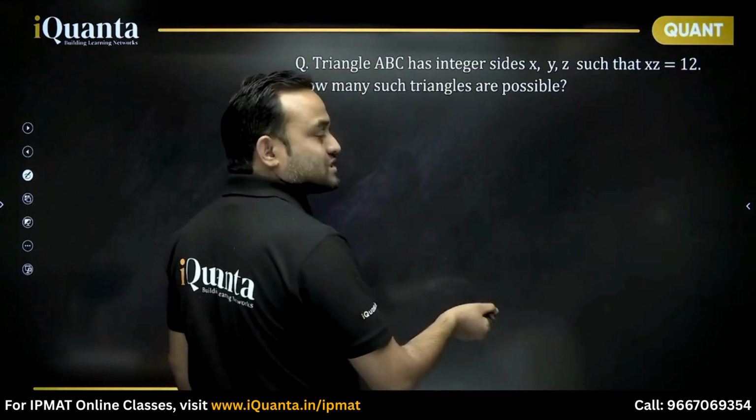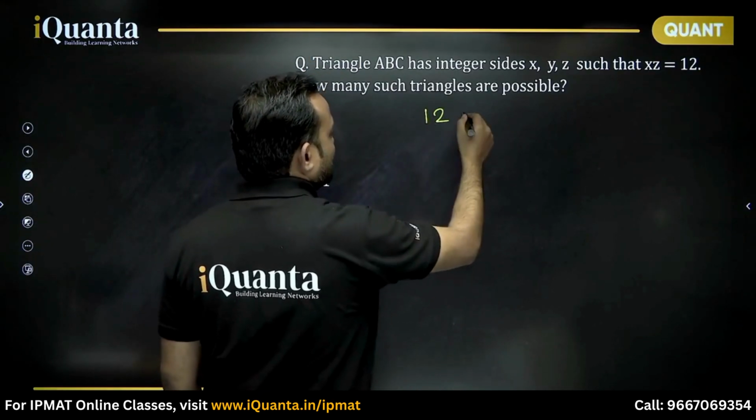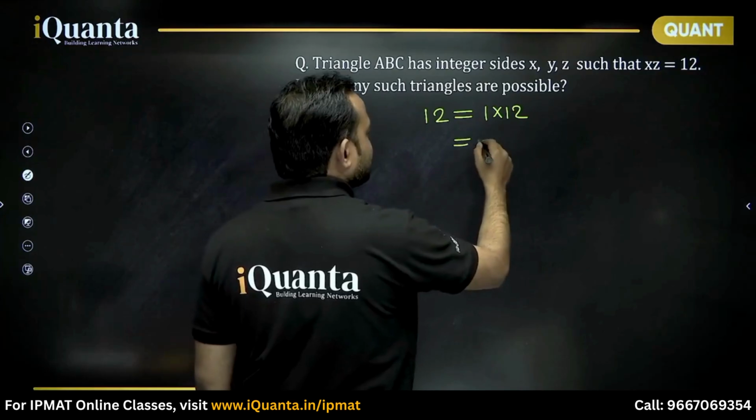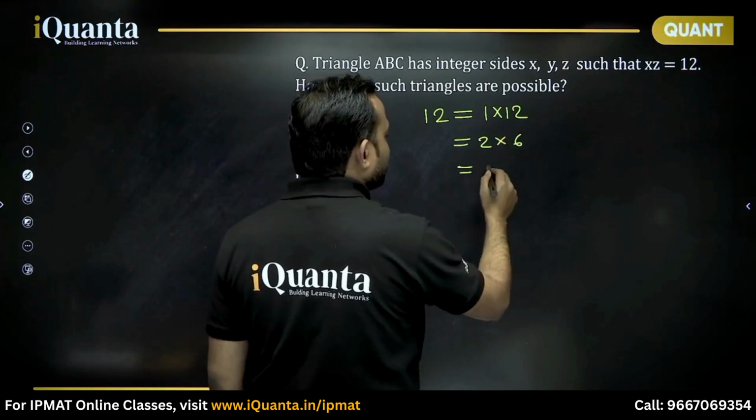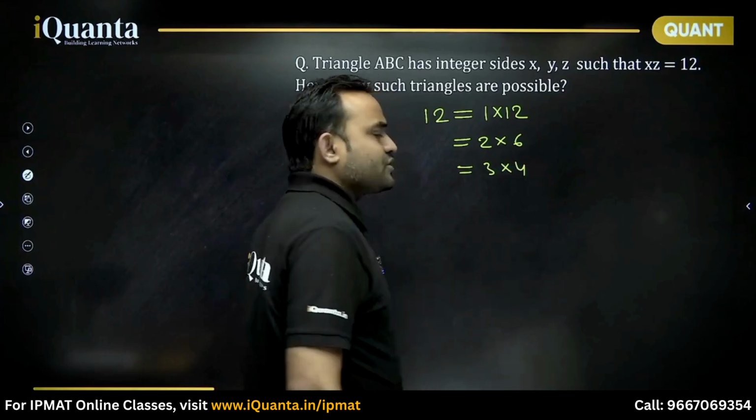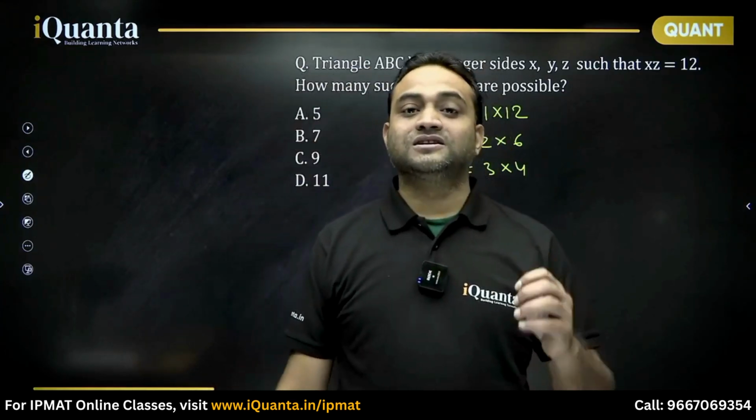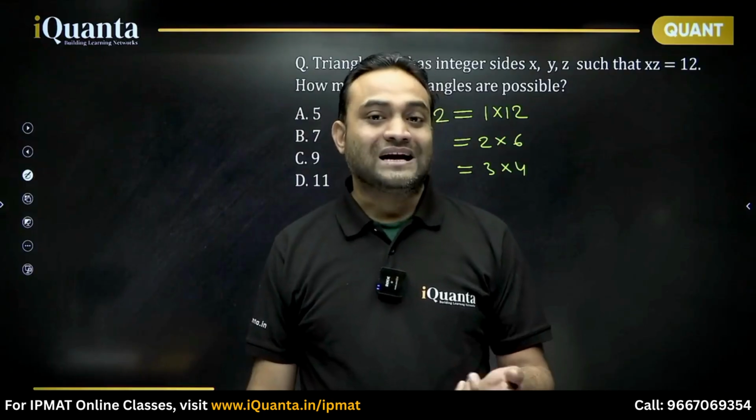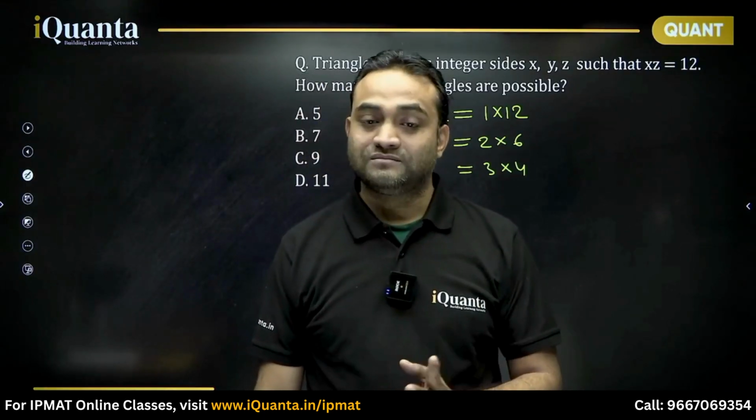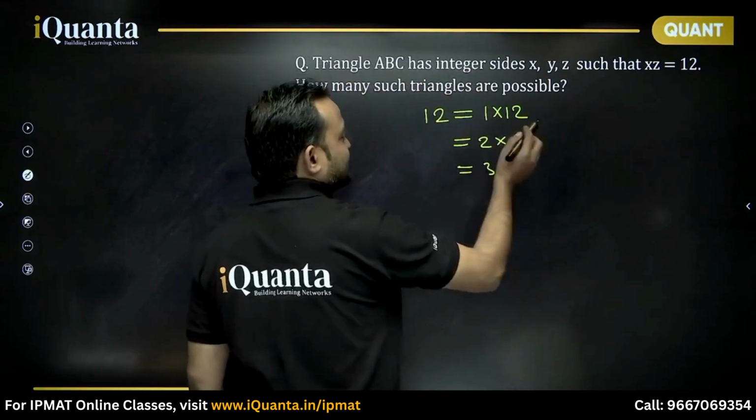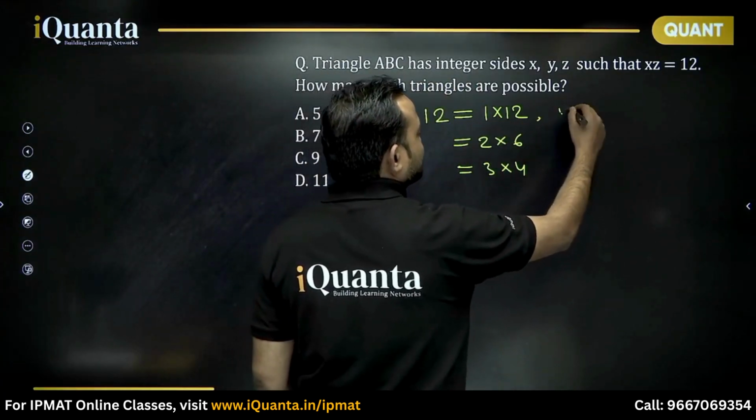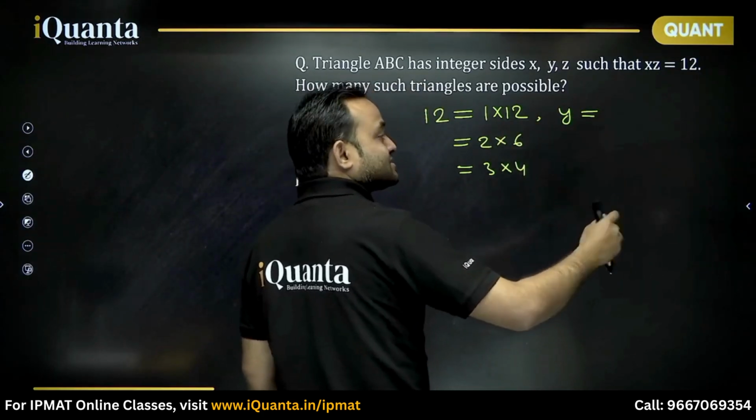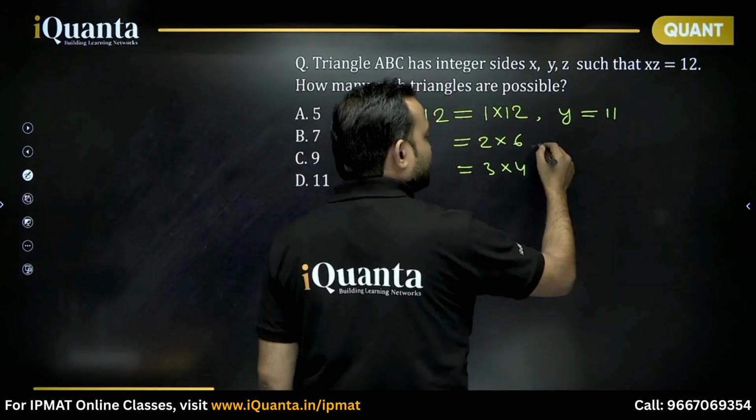So the product of two sides is 12. So 12 can be written as 1 into 12, or we can write it as 2 into 6, or we can write it as 3 into 4. Now if we talk about the third side, we know that the third side of a triangle must be greater than the absolute difference between the two sides and less than the sum of the two sides. So in that case, if two sides are 1 and 12, then the third side y must be greater than the difference, which is 11, and less than the sum, which is 13. It can only be 11.